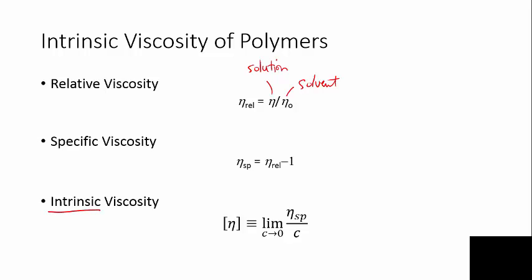because that takes into account concentration. So a more concentrated solution would be expected to have a higher viscosity. So the relative viscosity depends on concentration. Intrinsic viscosity does not depend on concentration. We take the specific viscosity, divide it by the concentration, and go to the limit where the concentration is 0. Clearly you can't actually measure that because that would be 0, right?